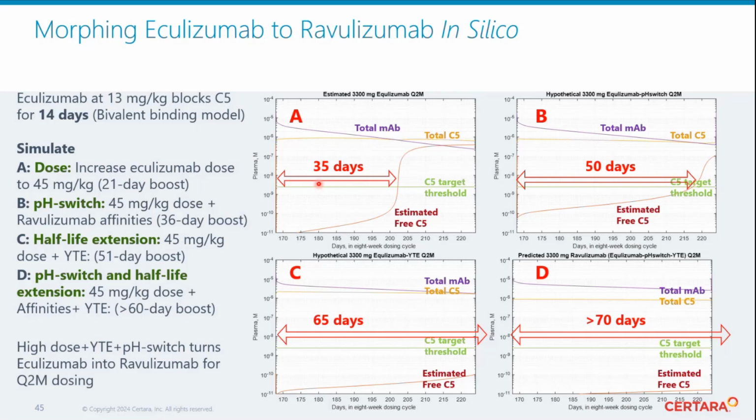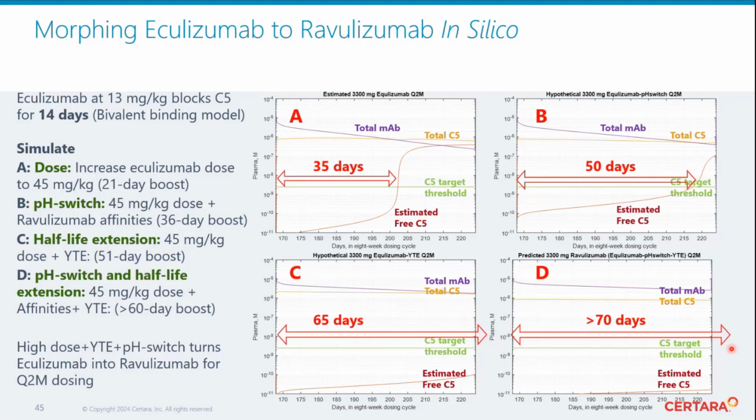But that's not quite enough. If we keep the dose the same, 45 mg per kg, but engineer a pH switch so that the antibody drops off the C5 in the endosome, yeah, that would add another 15 days to the dosing interval. It's still short of 2 months, but it's getting closer. Now, if we factor in the contribution of half-life extension, combine 45 mg per kg with the YTE half-life extending Fc mutation, we would get to about 65 days. And if we combine both half-life extension and pH switch, yes, then it would last for 70 days.